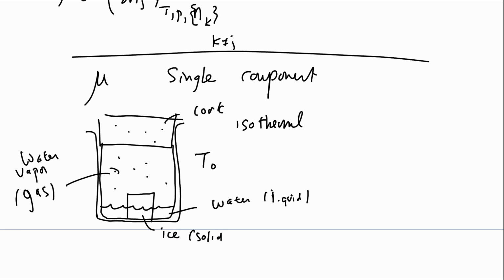If I wait long enough, I'll have this situation. I'll have some solid, I'll have some liquid, and I'll have some vapor in equilibrium with each other. And when this is at equilibrium, so the stuff isn't still melting, I have the solid, the liquid, and the gas.